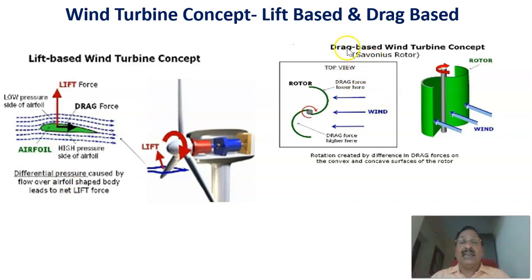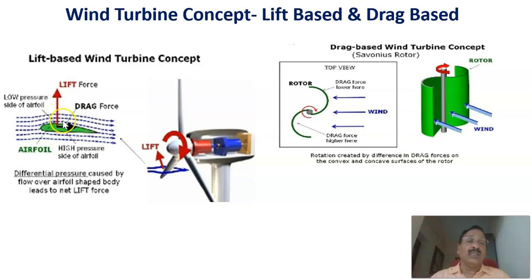The second one is the drag force based wind turbine. In that one, the Savonius rotor uses drag force. As an example, here there are two buckets. The wind is acting on the concave and convex sides, and because of the difference in forces, a torque will be produced, and that will rotate the rotor. Therefore, this is the Savonius rotor, a drag force based wind turbine, where the drag force is along with the wind flow.